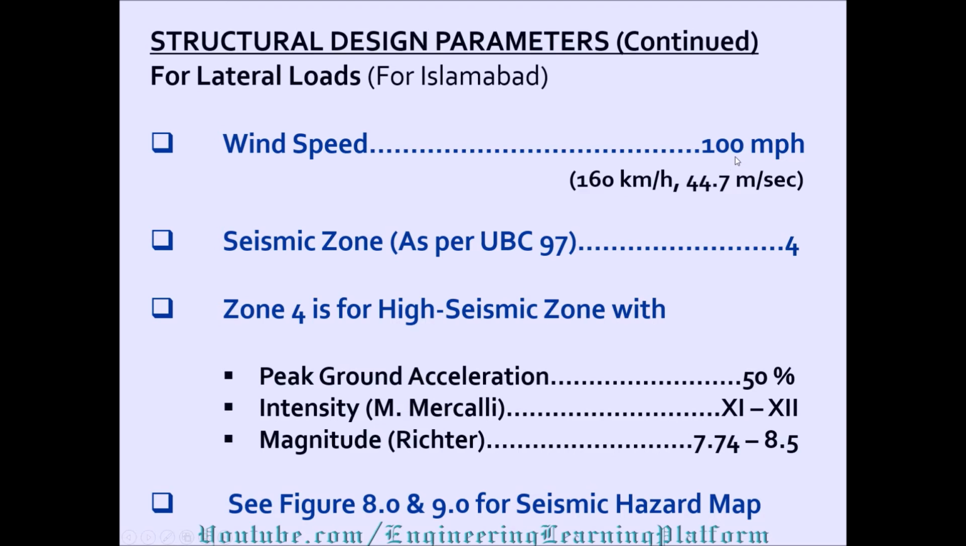Wind speed is 100 miles per hour in most parts of Asian countries. Seismic zone as per UBC 97 is classified as 1, 2, 2A, 2B, 3 and 4. Zone 4 is high seismic zone. Peak ground acceleration is 50%. Intensity ranges between 1 to 10, or 9 in some cases, while magnitude is on the Richter scale.